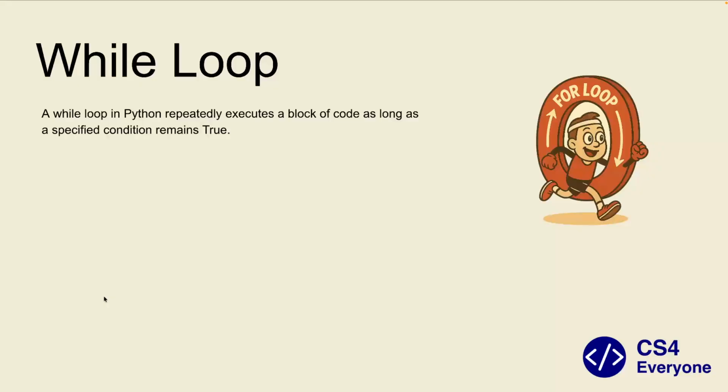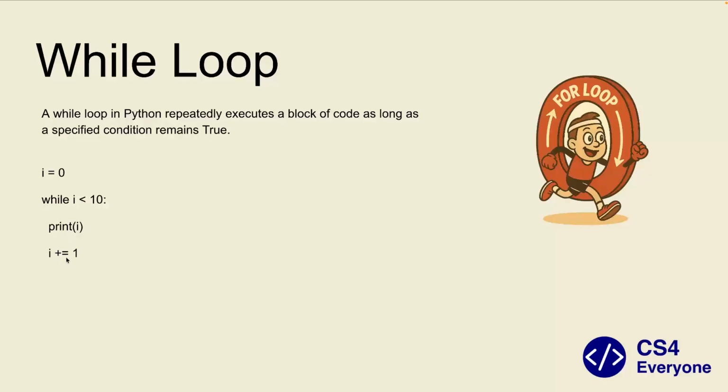While loop. A while loop in Python repeatedly executes a block of code as long as a specified condition remains true. Here we have a variable i that equals 0. So while i is less than 10, here i is less than 10 is our condition. So 0 is less than 10, so this remains true. The value 0 will be printed.